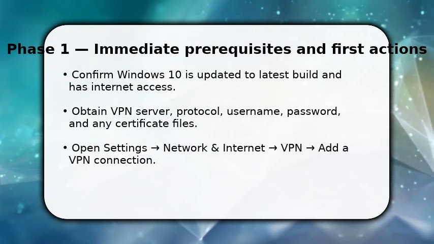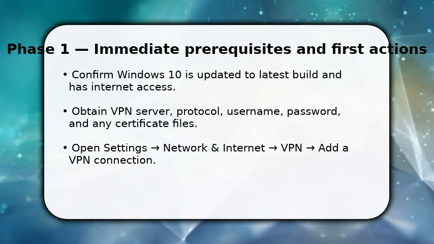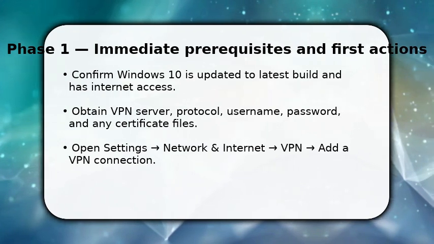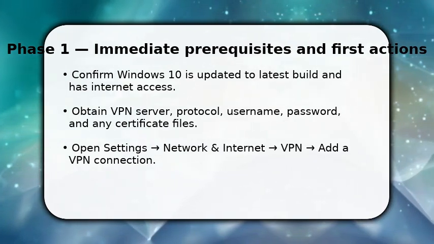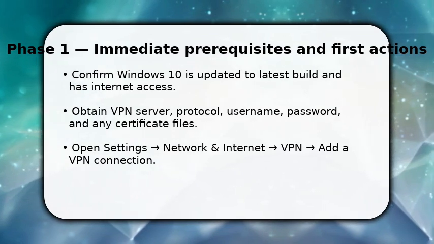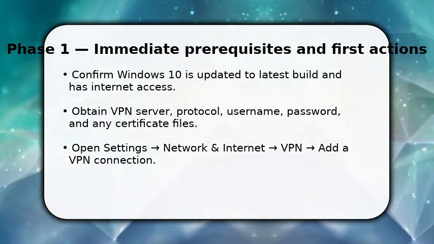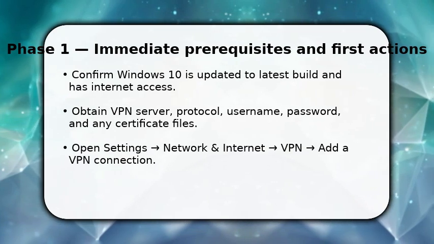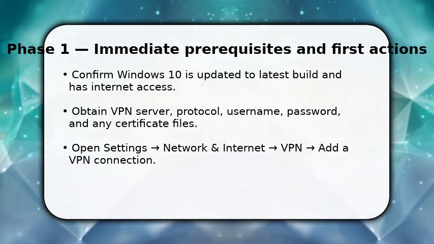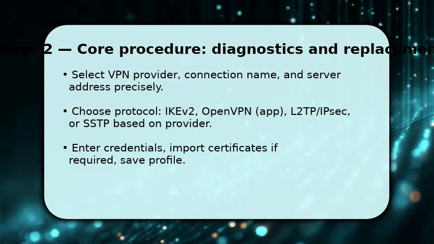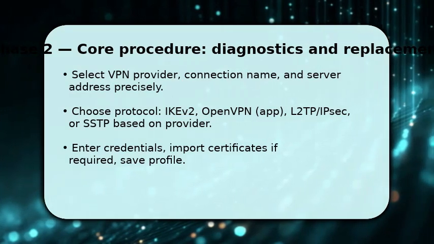Then, open Settings, go to Network and Internet, select VPN, and click Add a VPN connection. This begins the concrete setup steps you need to complete the connection profile. Now configure the profile fields carefully. Choose Windows built-in or the provider app, give the connection a clear name, and paste the server address exactly.